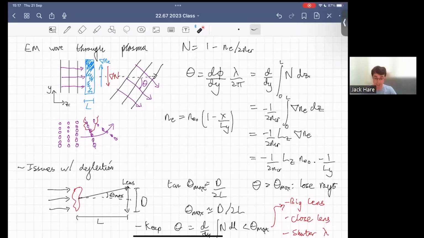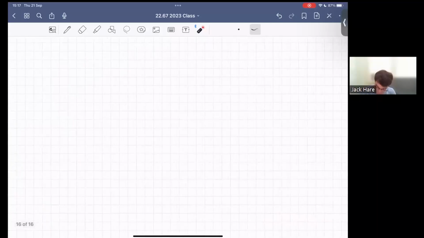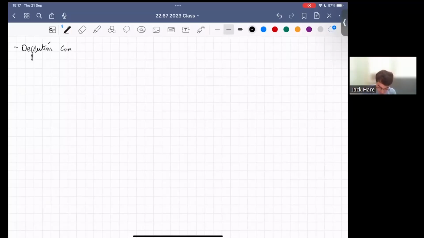All right, so we're now going to plunge into our first diagnostic. And the point I want to make here is, although deflection can be frustrating, it can also be useful because we can use it to measure something about the plasma. The first thing we're going to talk about is Schlieren imaging.